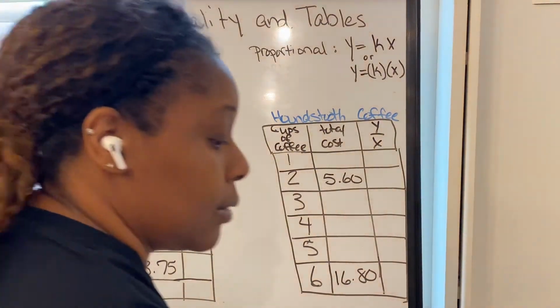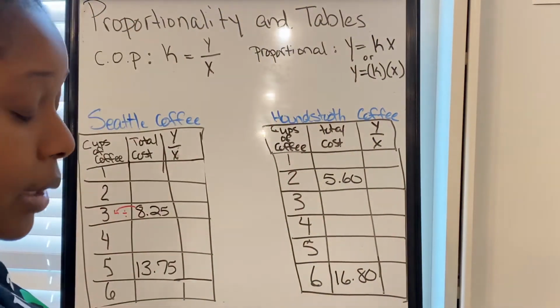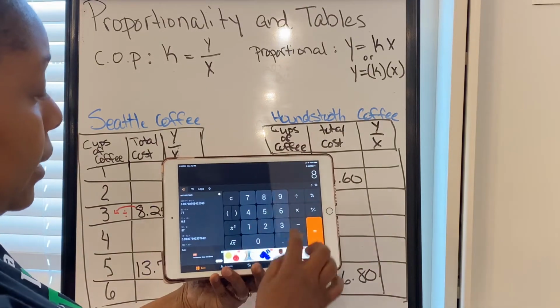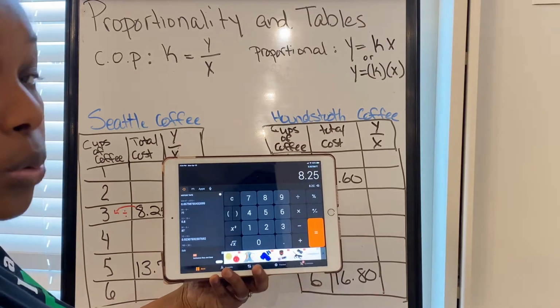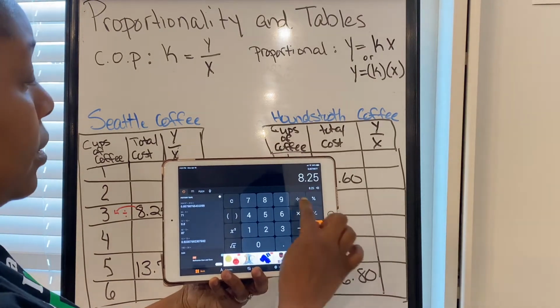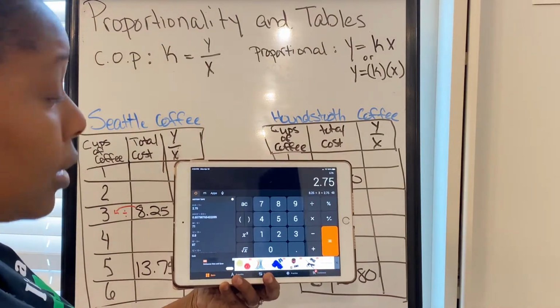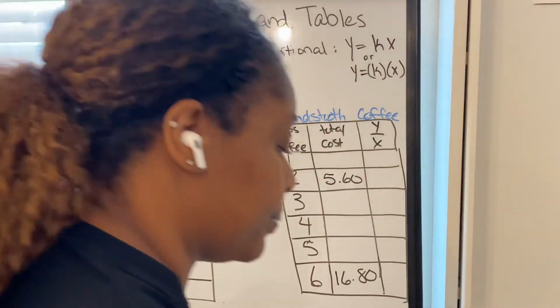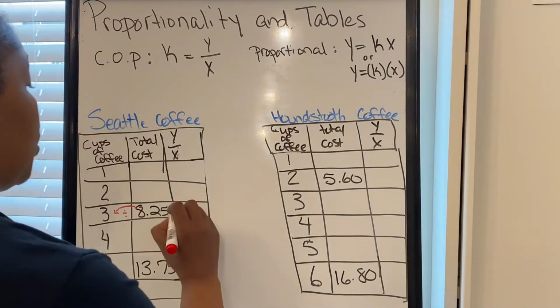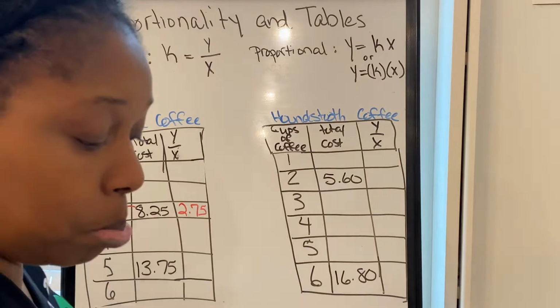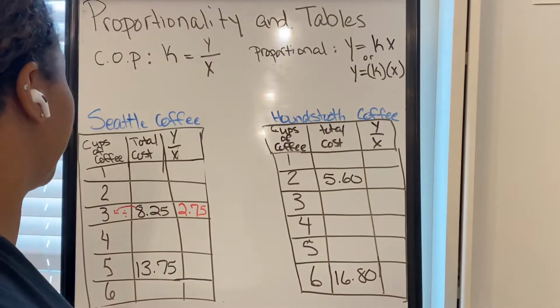So I have my calculator on my tablet. Okay, hopefully you can see it. I think it's in the frame. $8.25 divided by 3 gives me $2.75. So I'm going to put $2.75 here because that was the answer that I got.